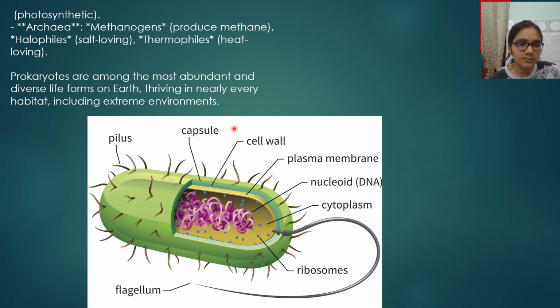Okay, you can see this. This is the cell wall. Plasma membrane, nucleoid. Then this is the cytoplasm, ये पूरा आपका. This is the ribosomes and flagellum.